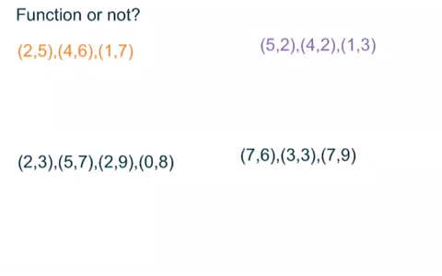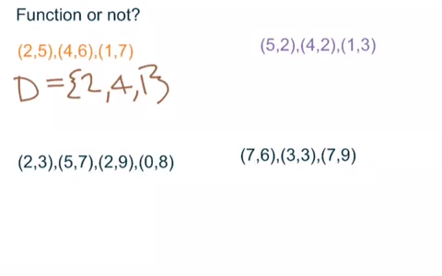So let's take a look, function or not. And if you're having a hard time with this, like I'm getting confused with the numbers and with the commas and the parentheses, then simply just write it out. So our domain in this set is going to be 2, 4, 1. No domain value has more than one range value. Okay? So therefore, it is a function.